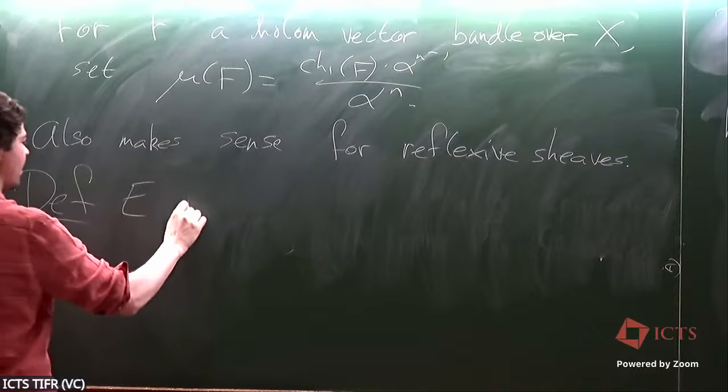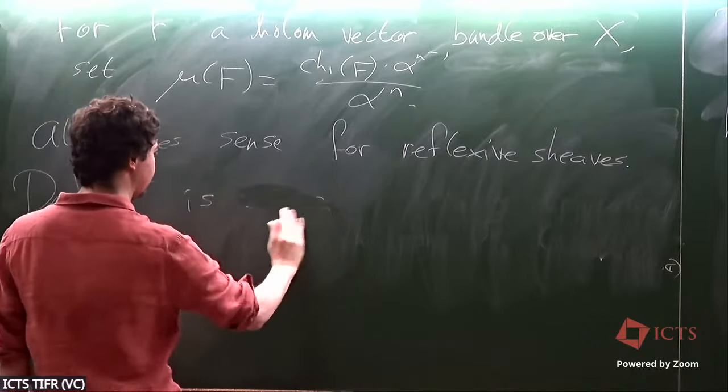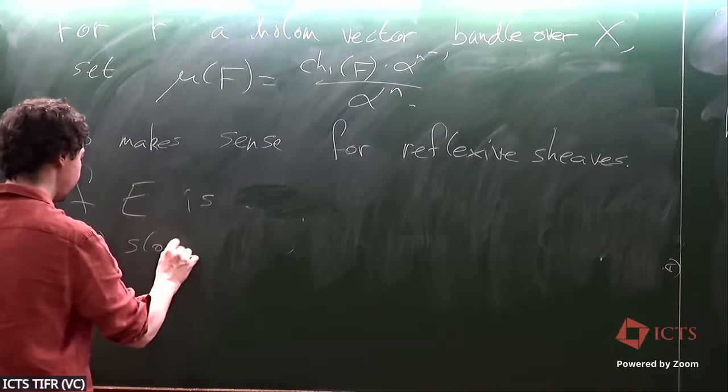So E is slope, I said slope stability is an algebro-geometric notion related to numerical inequalities involving subbundles or, more generally, reflexive subsheaves. So it's slope semi-stable.